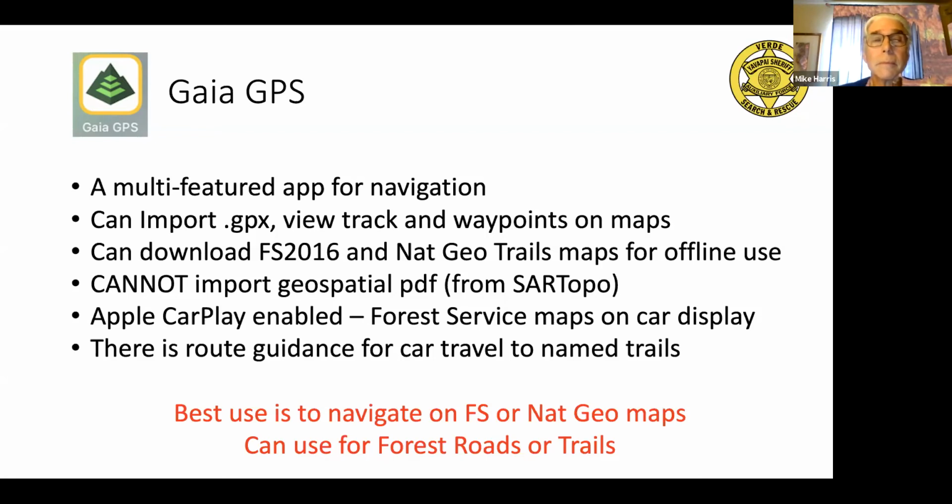There is route guidance for car travel to named trails. Like you want to get to Airport Loop, you want to get to Fay, you say, take me there, it'll do that, but you can't really use it to navigate to anywhere else, like to addresses or waypoints. So I think the best use is to navigate on Forest Service roads or Nat Geo maps, so it can be used for roads or trails. I really like Gaia. I think it's one of the best apps.